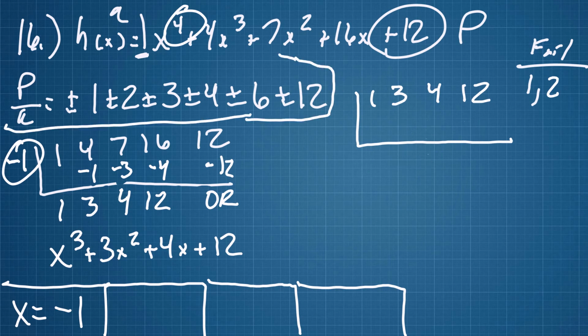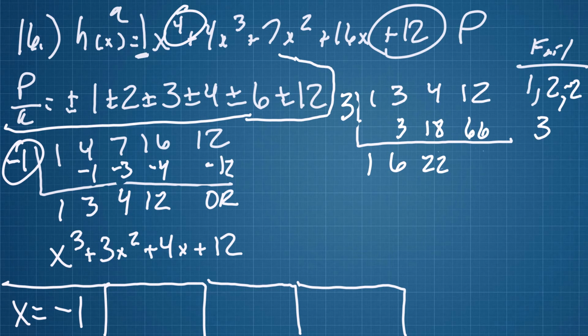So I'm going to try negative 2. Drop down the 1. Negative 2 times 1 is negative 2. Gives me 1. Negative 2 times 1 is negative 2. Gives me 2. Gives me negative 4. And that's going to be a remainder of 8, which means negative 2 is on my list of failing. So now I'm going to move on and try 3. Drop down the 1. 3 times 1 is 3. Gives me 6. 3 times 6 is 18. Gives me 22. That's going to give me 66. So 3 is not going to work.